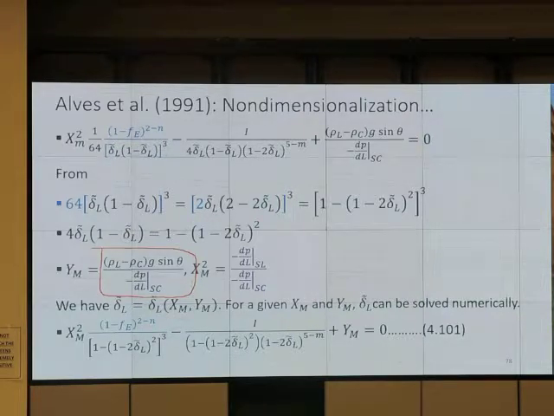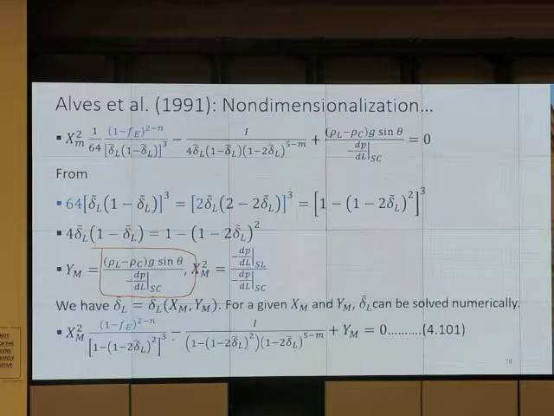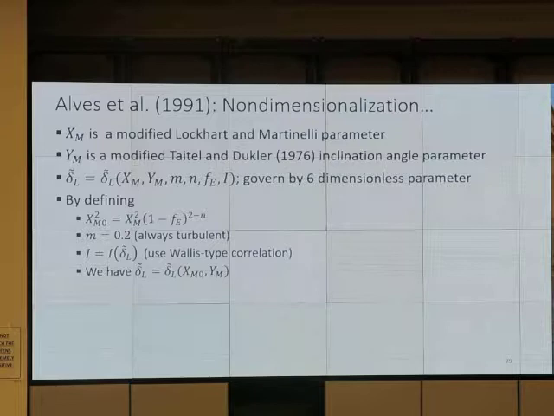So then this equation, the big one, is X_m squared something. Eventually you get 4.101. Last time we ran out of time, so we stopped there. But once we have that, I tell you the definition of each term. X sub m is the modified Lockhart-Martinelli parameter, and theta is the modified inclination angle parameter. Delta tilde is delta over d, governed by four dimensionless parameters: X_m, Y_m, m, and phi.